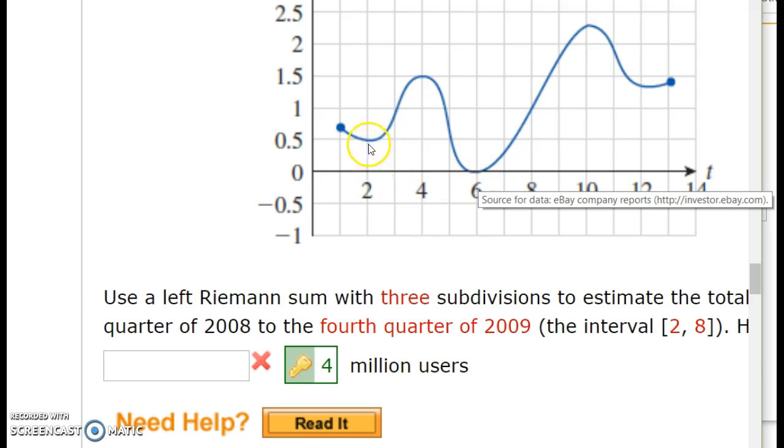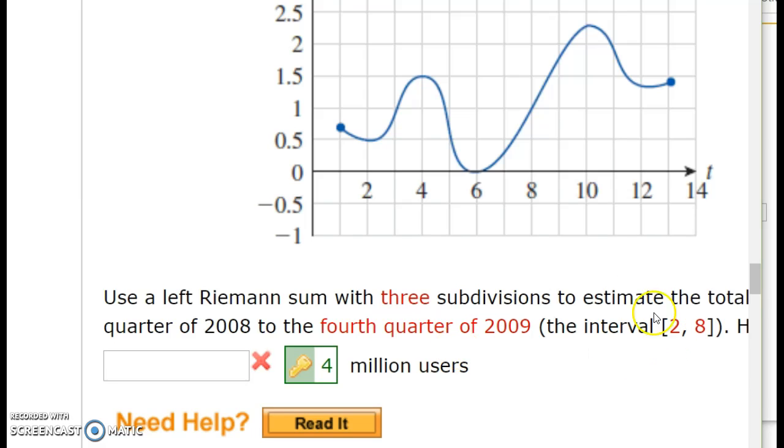So I add these points from the left. I know it goes to 8, but 8's on the right side of it, so I just come from the left. So 0.5 plus 1.5 makes 2 plus 0 is still 2. And then I multiply by how far each one goes, because it's a rectangle, here to here. So times 2. So that's 2 times 2 is 4. So you see, the answer is 4.